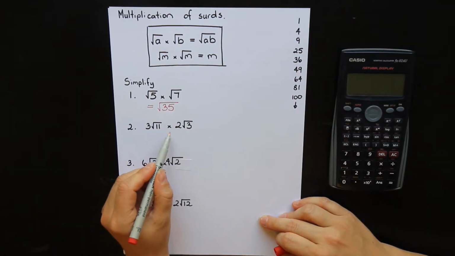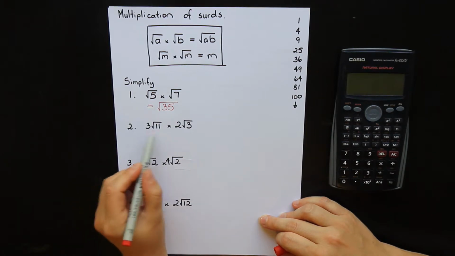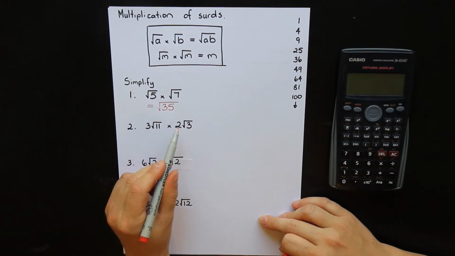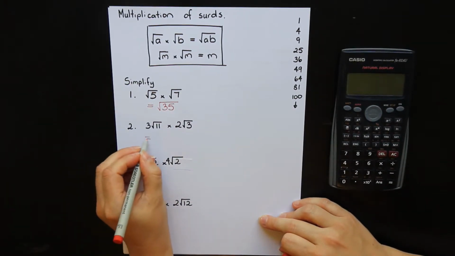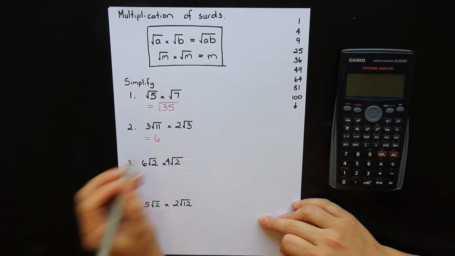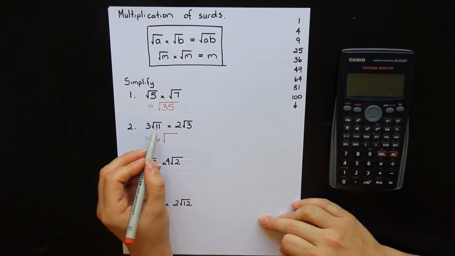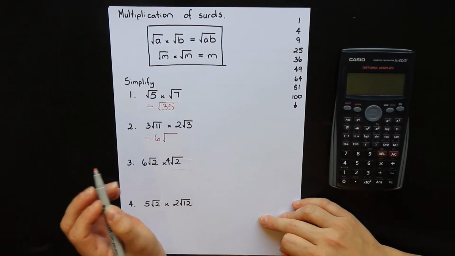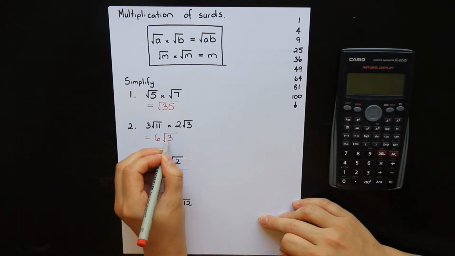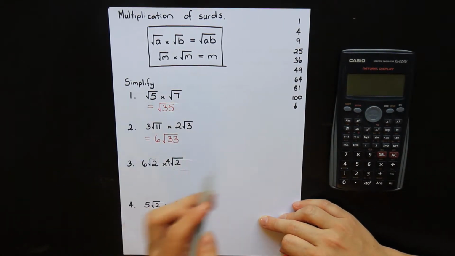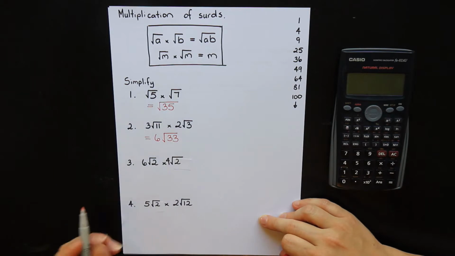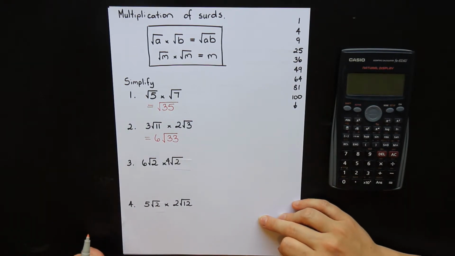3 root 11 times 2 root 3. When there's numbers at the front, all we do is multiply those together as well. So 3 times 2 is 6. That goes out the front. Write my surd down and multiply the numbers underneath. 11 times 3 is 33. Just check to see if you can simplify. 33 is not going to divide by any of those numbers, so that's your answer.